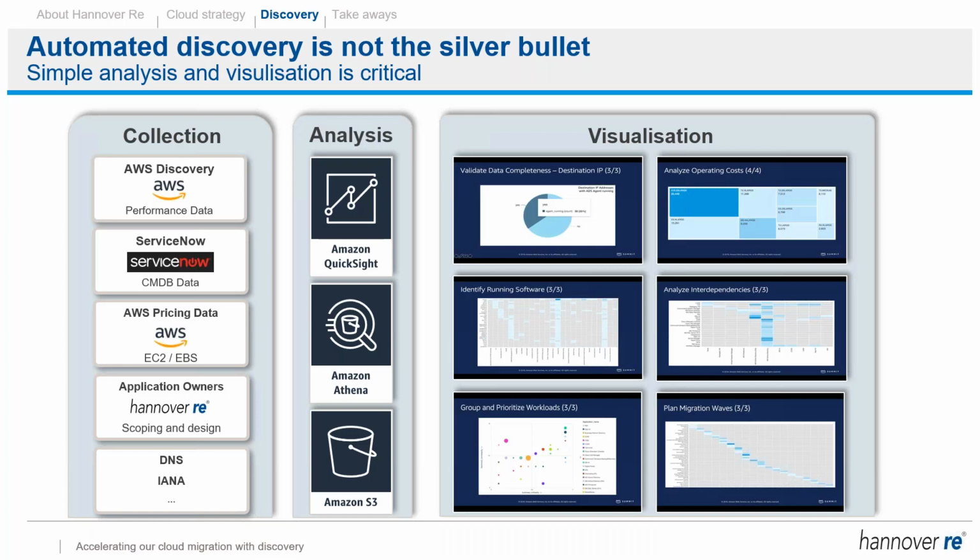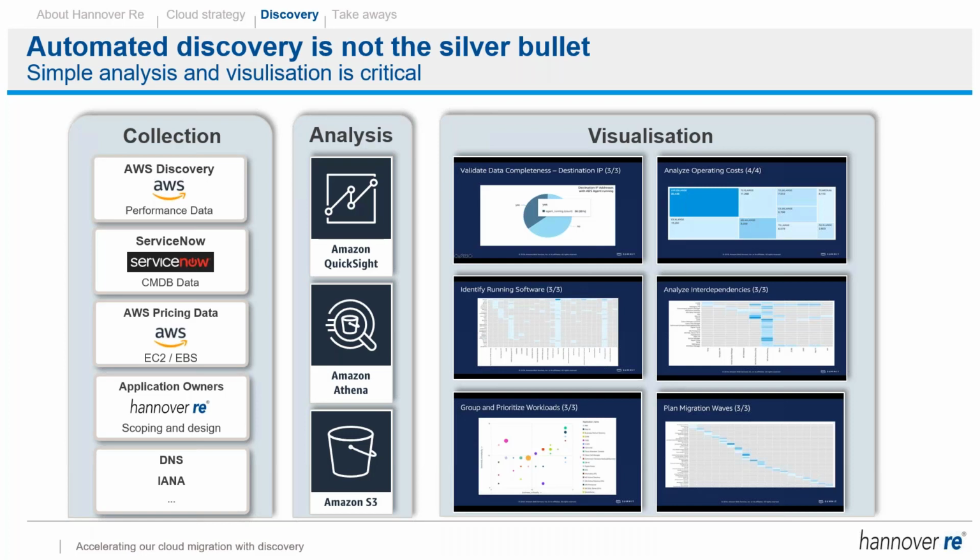Those visualizations included things like they identified running software by process name and port. They analyzed server interdependencies by network connections. They validated data completeness by checking what servers did and did not have an agent, which Carmen showed. They analyzed operating costs in AWS by doing some instance right sizing, which we now make even easier with EC2 recommendations inside the hub. They used QuickSight to help them group and prioritize workloads based on complexity and the servers that made them up. And finally, they used it to help plan their migration waves. That's the one in the lower right corner there.